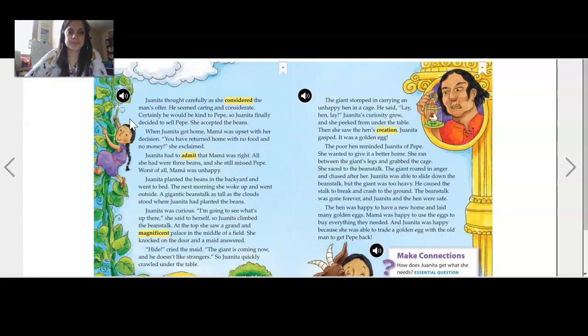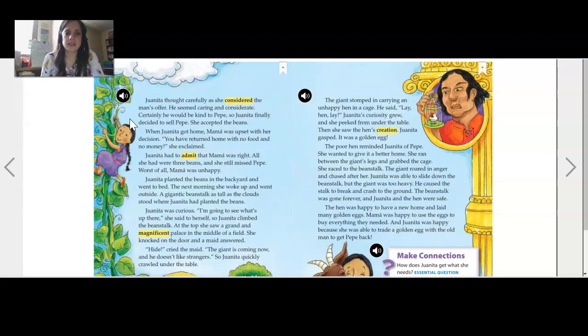Let's read on. Juanita was curious. "I'm going to see what's up there," she said to herself. So Juanita climbed the beanstalk. At the top, she saw a grand and magnificent palace in the middle of a field. She knocked on the door, and a maid answered.